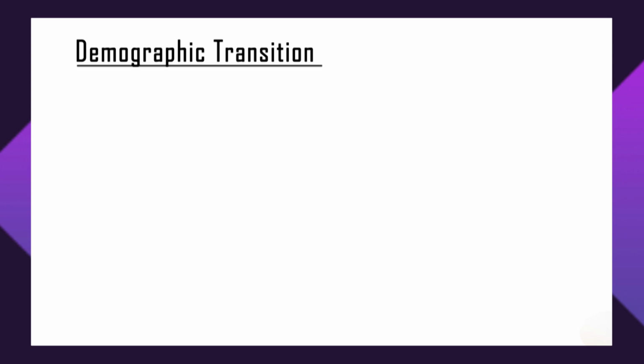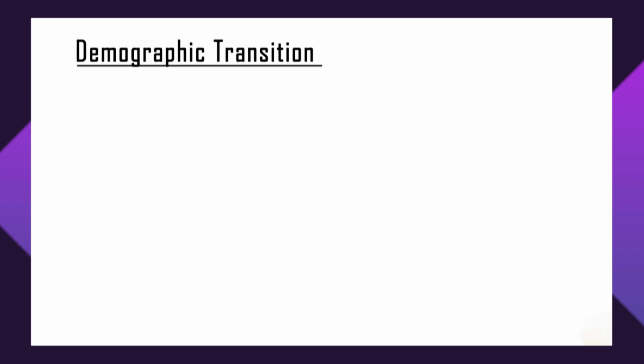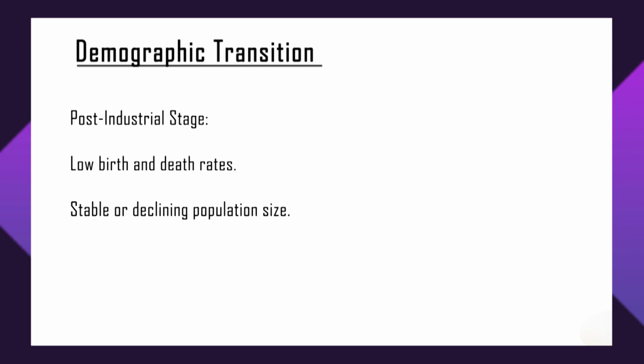The third stage is the industrial stage. Now, there will be a continuous decline in the death rate, and the birth rate starts to decline due to urbanization and economic changes. The last stage is called the post-industrial stage. In this post-industrial stage, the population will see a low birth rate and a high death rate because of urbanization and environmental factors.